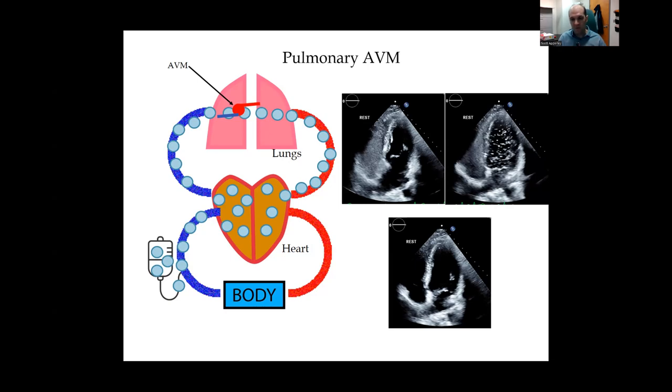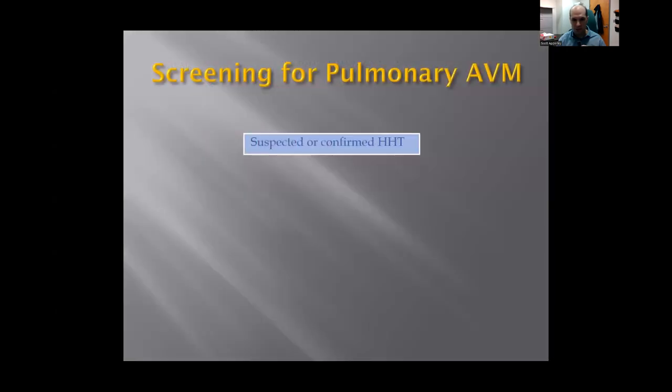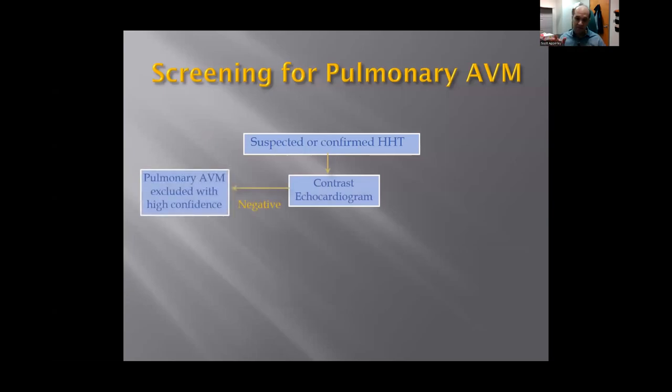So that's the preferred screening test for detecting pulmonary AVMs in individuals with possible or definite HHT. So if we have that, we look for this contrast echocardiogram. Now, if that is negative, and that was the first scenario where we don't have any of those bubbles, we think with a high degree of confidence, pulmonary AVMs are excluded. If that is positive, we think there's the possibility that there are pulmonary AVMs that need treatment.